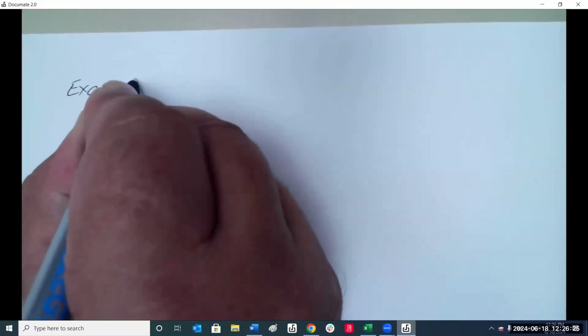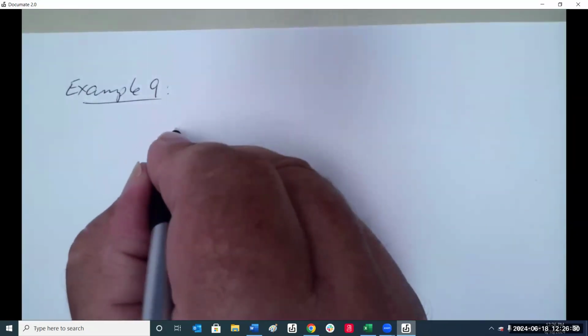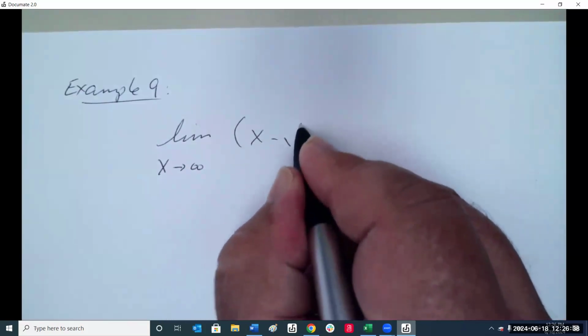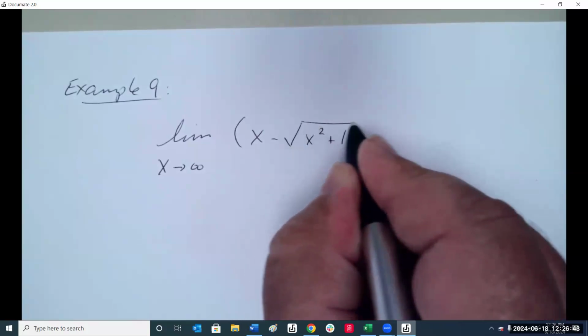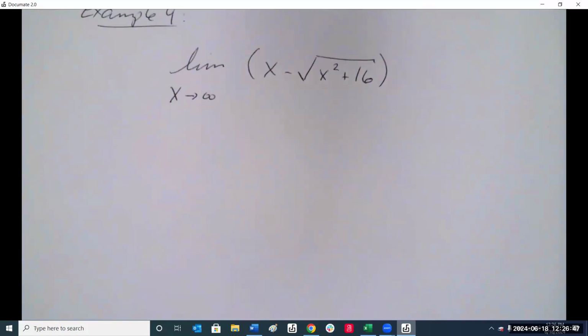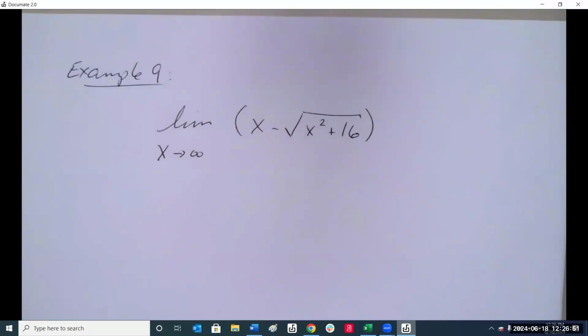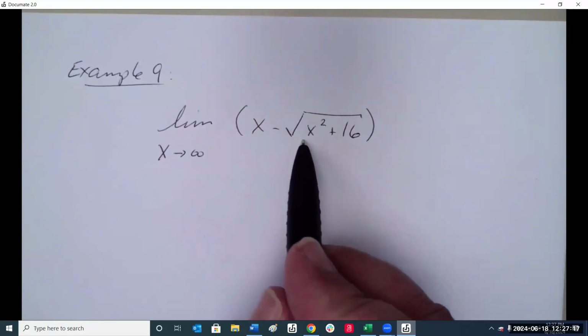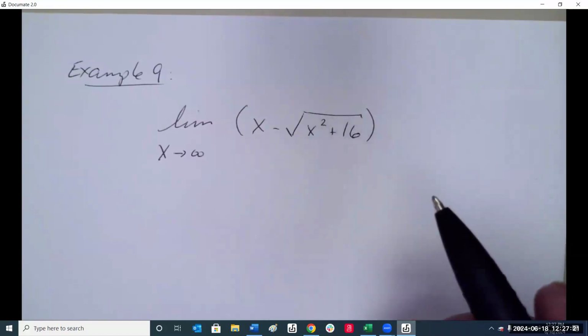This section is just trying to kill us with too many examples. Example 9. Find the limit as x approaches infinity of x minus the square root of x squared plus 16. What do you think happens to that function? It goes to infinity, because as x goes to infinity, that goes to infinity, minus this, which is going to be smaller than this one, since it's a square root of x squared plus 16.